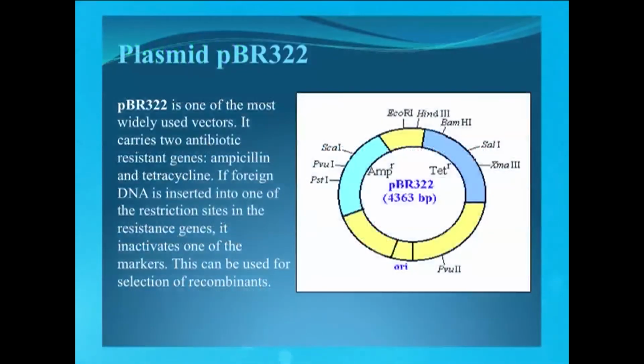This is a picture of a plasmid pBR322 which has two resistance genes. One is for ampicillin, another one is for tetracycline. If the DNA of interest is inserted in any one of these genes, then the bacteria will show resistance for the other gene and will not show the resistance for the gene where donor DNA is inserted, and this will help in selection.